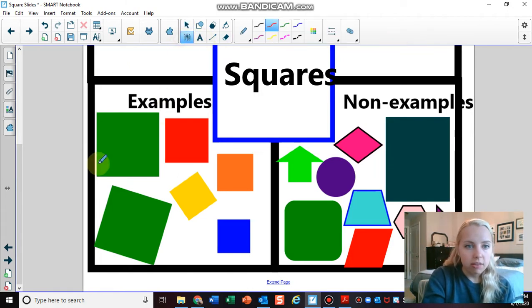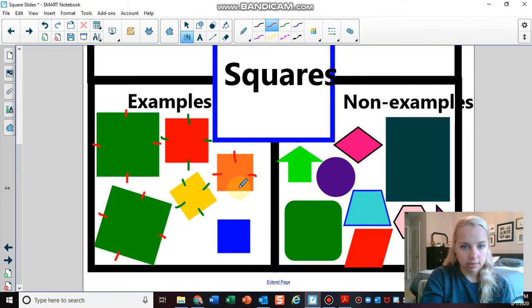So you can see that this green square has 4 equal sides. This red square has 4 equal sides. This yellow square has 4 equal sides. This green square down here has 4 equal sides. This peach square over here has 4 equal sides. And this blue square right here has 4 equal sides. A square must have 4 equal sides to be a square.